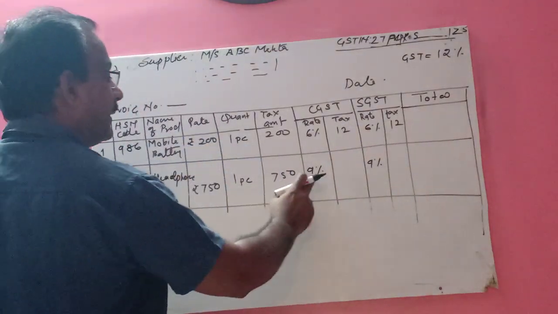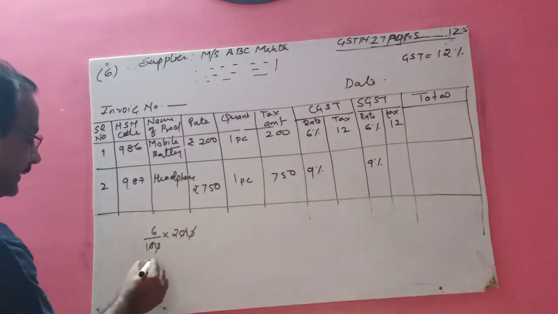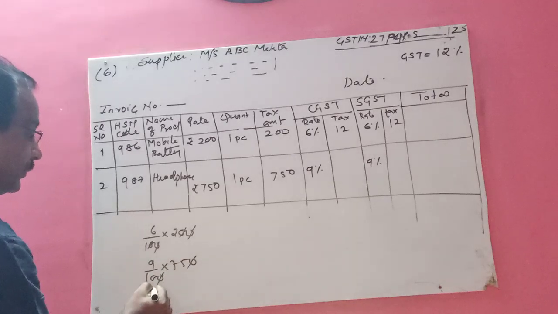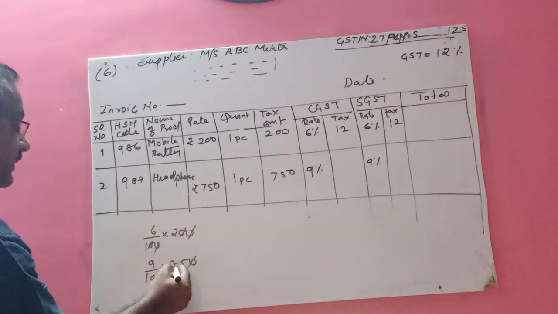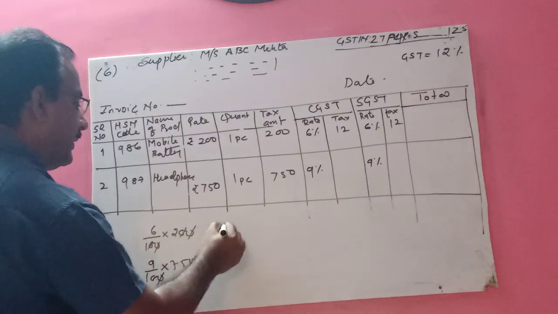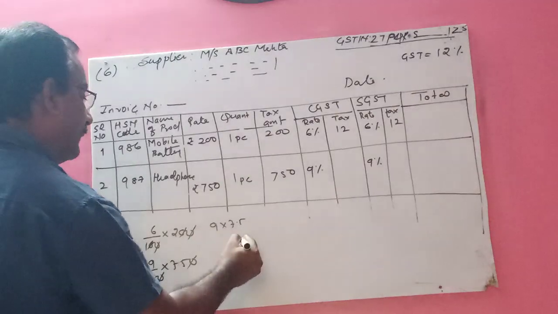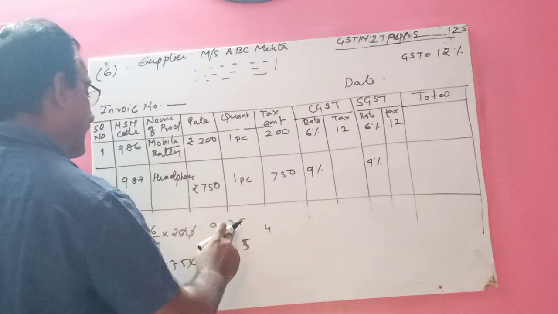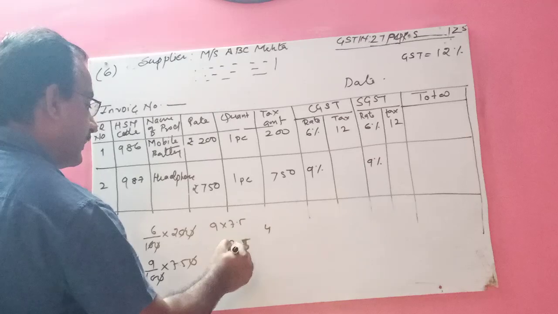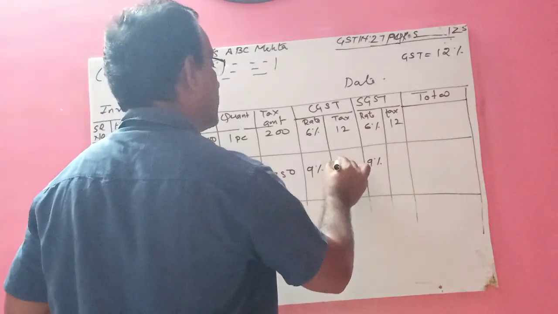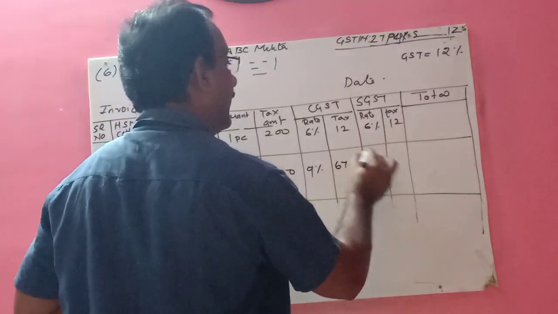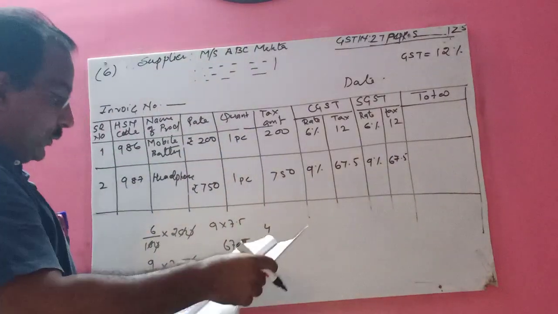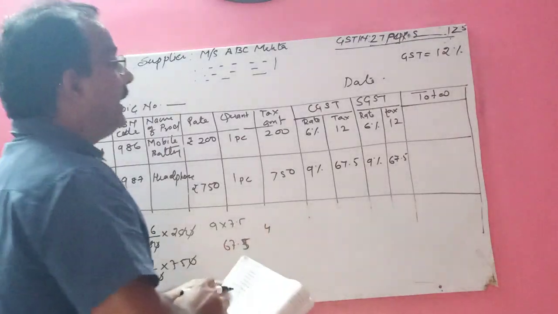Then calculate 9% of 750. So 9% means 9 upon 100 into 750. So these two get cancelled, and this is 7.5. 9 into 7.5. So 9 5s are 45, and 9 7s are 63, and 4 is 67. 67.5. This is 67.5. And this is also 67.5. So after that we have to add.